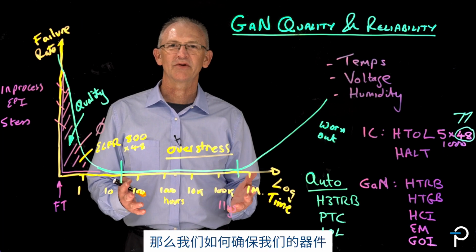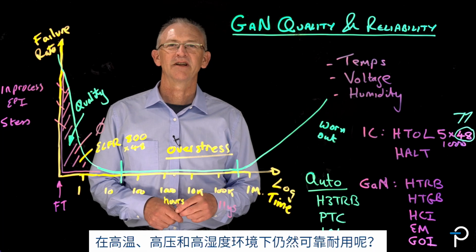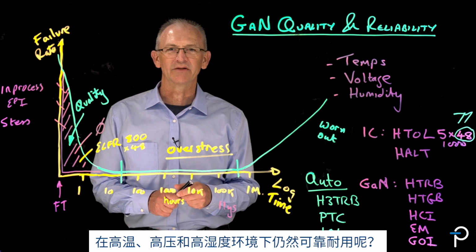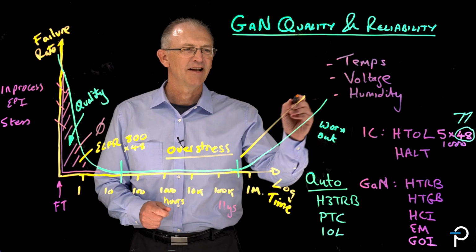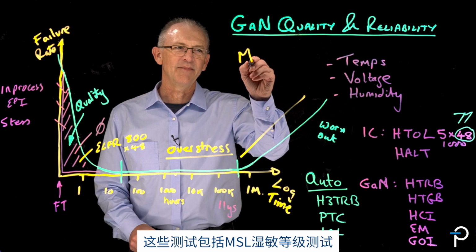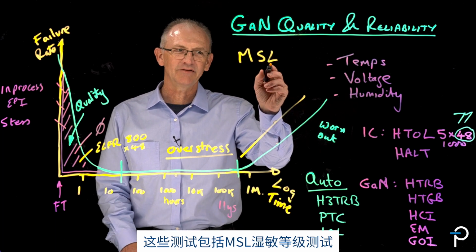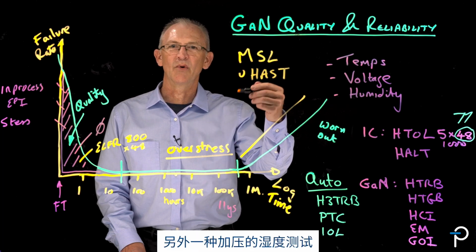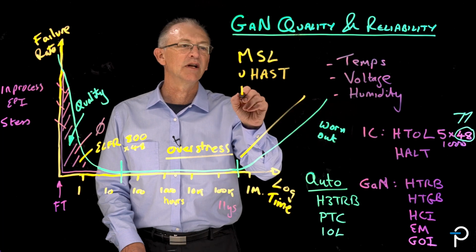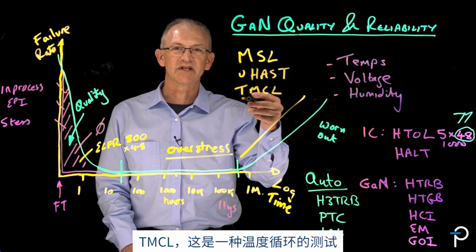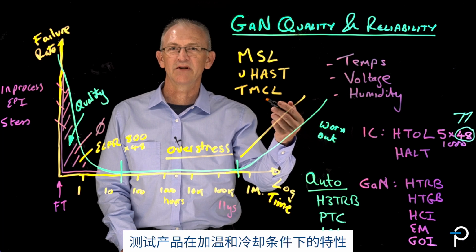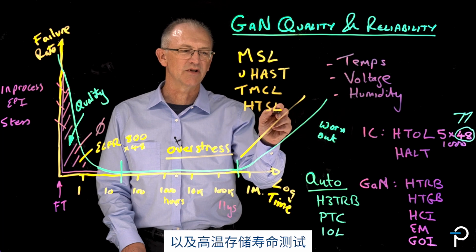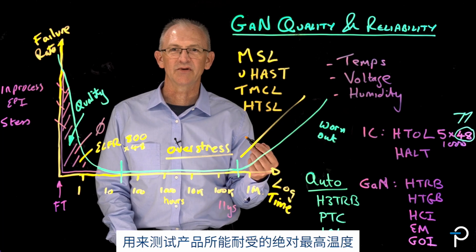So how do we assure that our devices are robust under temperature, voltage, and humidity that they're going to find out there in the wild? Well, we run more tests. These tests are MSL, moisture sensitivity level, UHAST, which is also a moisture test under pressure, TMCL, which is a temperature cycling test, which tests for differential heating and cooling, and high temperature storage life, which is the absolute high temperature test.